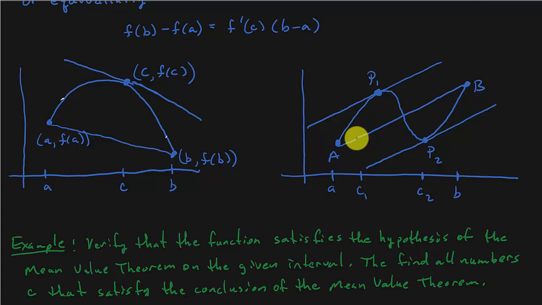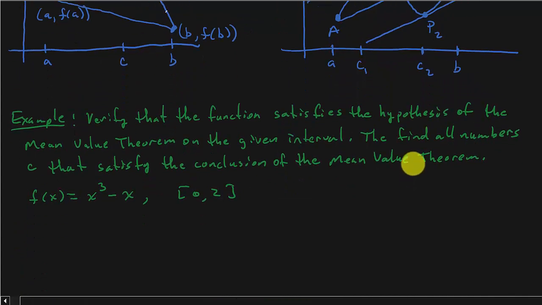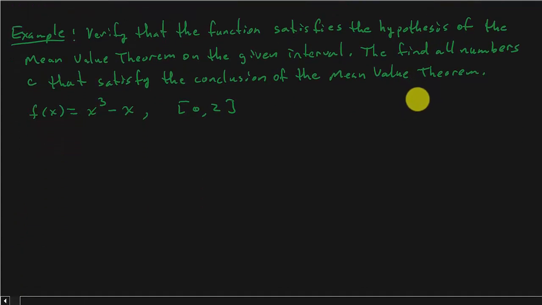So let's look at an example. It says: verify that the function satisfies the hypotheses of the mean value theorem on the given interval. Then find all numbers c that satisfy the conclusion of the mean value theorem. That should say 'then', not 'find', so go ahead and put a 'then' there. We can do that. That's not going to be too bad.